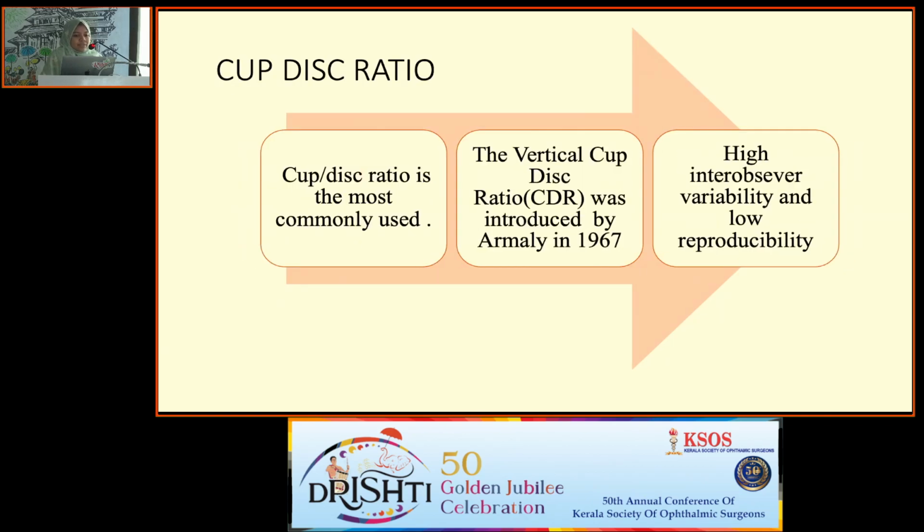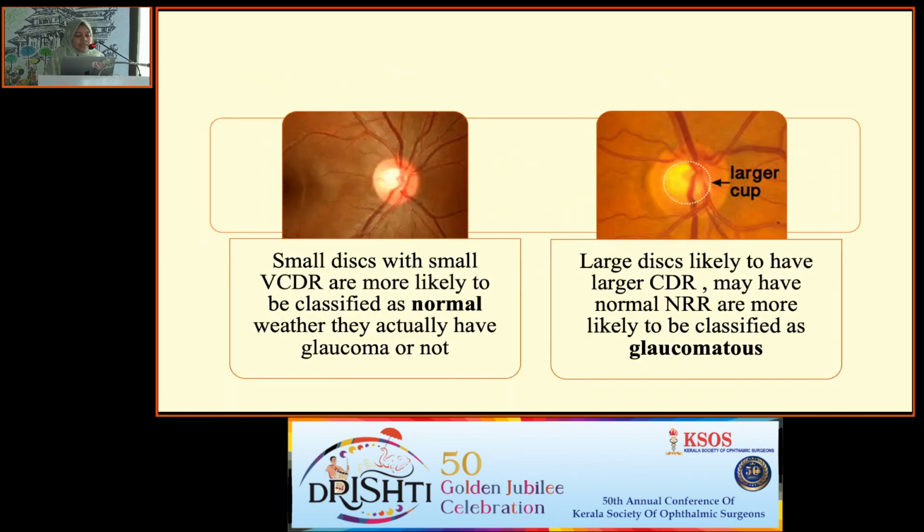Cup disc ratio is the most commonly used method of assessing the optic disc clinically, and it was introduced by Armaly in 1967. It is the ratio of the diameter of cup to the disc, and it has high inter-observer variability and low reproducibility. Since it does not consider disc size, small discs with small vertical cup disc ratio are more likely to be classified as normal, whether they actually have glaucoma or not, whereas large discs likely to have larger cup disc ratio may have normal NRR, and are more likely to be classified as glaucomatous.